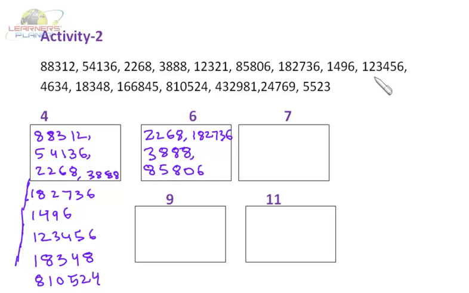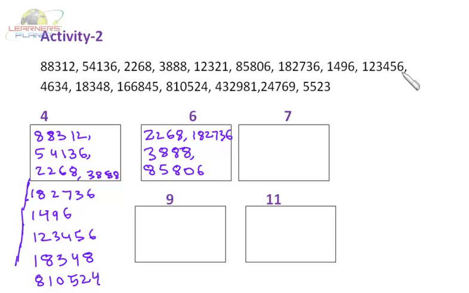Okay. Now this number, 1, 2, 3, 4, 5, 6. The unit digit is an even number, so it will be a multiple of 2. And let's check it for 3. Just add up all the digits. So 1 plus 2, 3. 3 plus 3, 6. 6 plus 4, 10. 10 plus 5, 15. 15 plus 6, 21. And 21 is a multiple of 3.